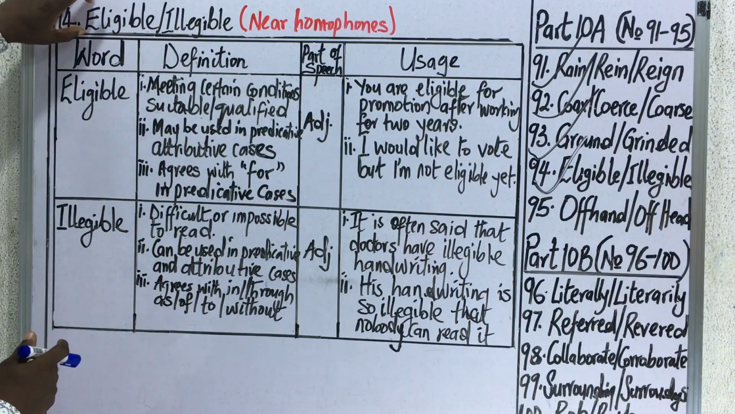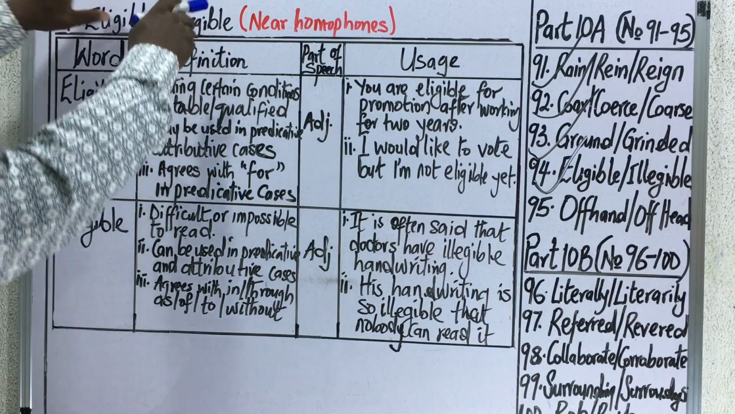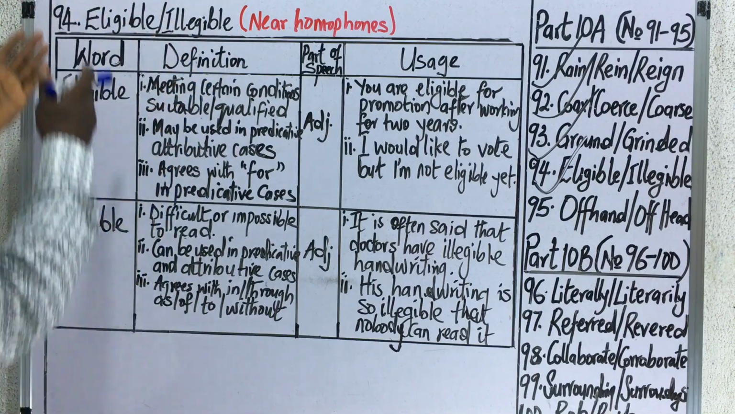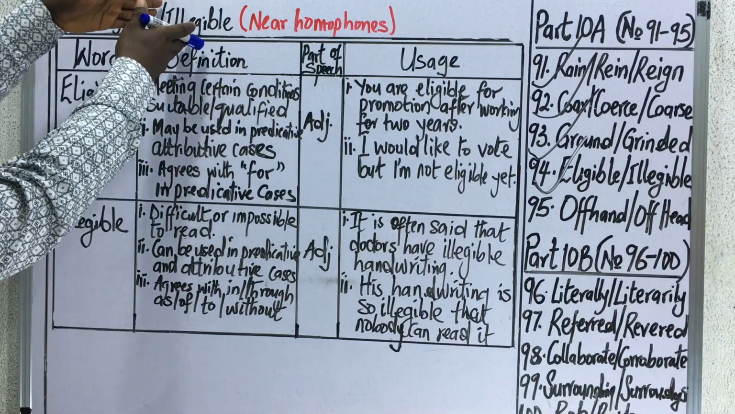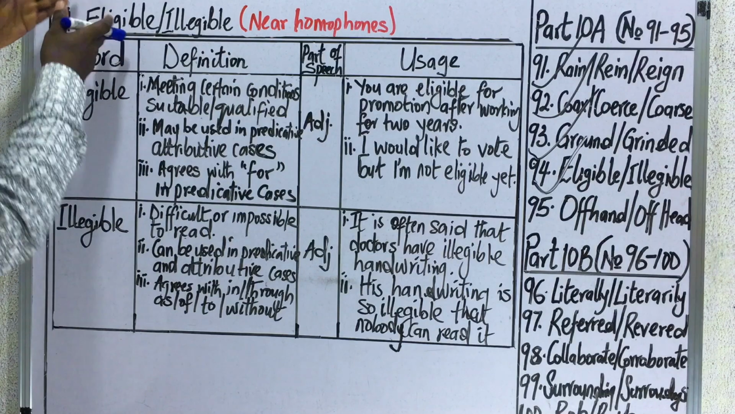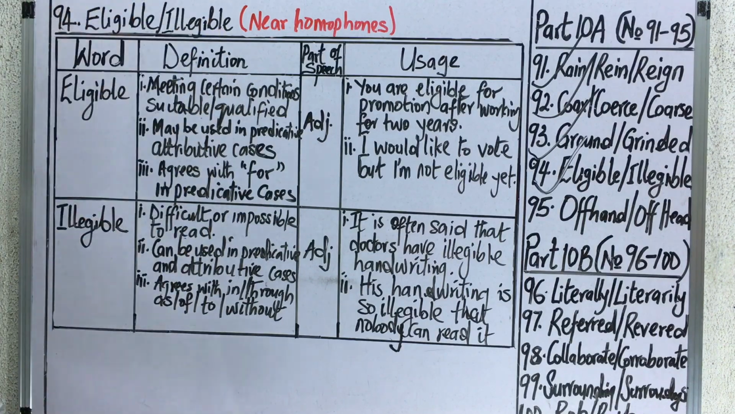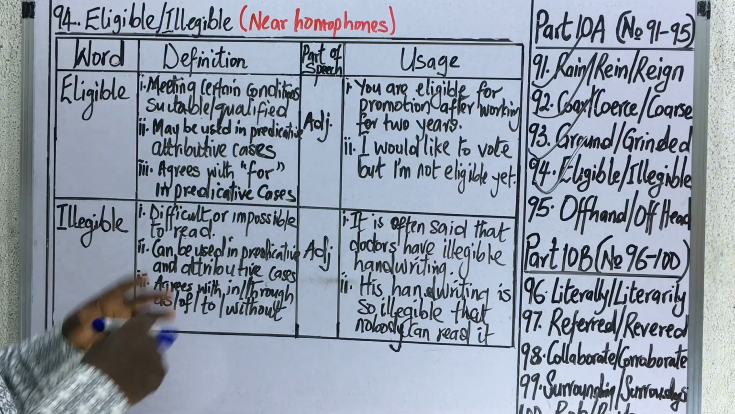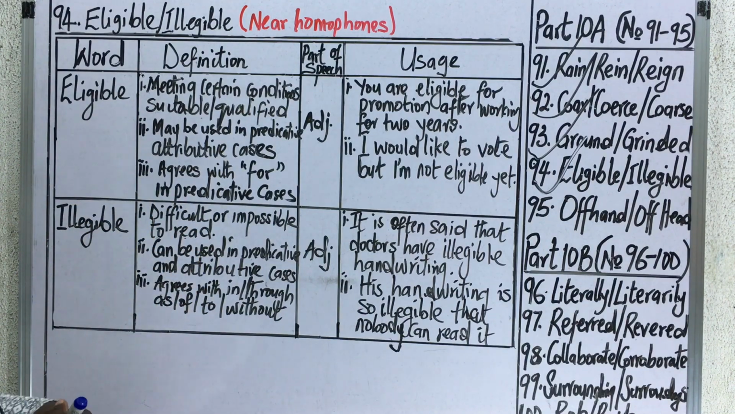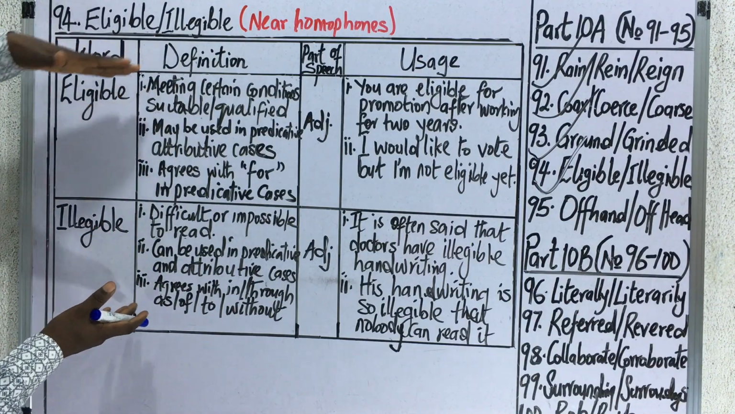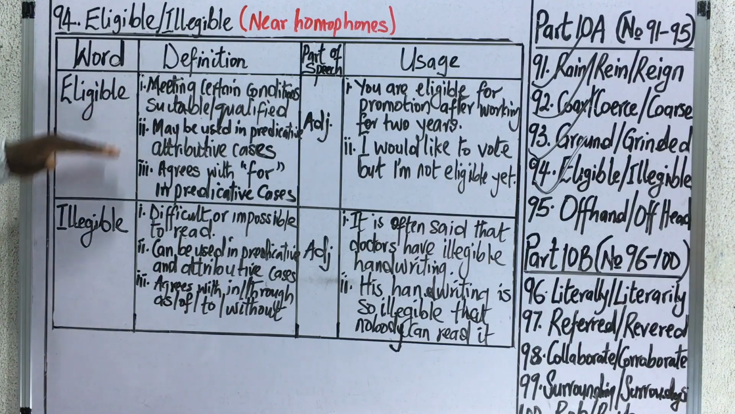For the first word, we have E, and for the second word, we have I, and this is pronounced as eligible, while the second one is pronounced as illegible. So that is the slight difference between their sounds. Otherwise, they are homophones. Now, how do we use them in expressions? First of all, what are their meanings? So going by our table of analysis, we have highlighted 3 points to discuss under each of the words.